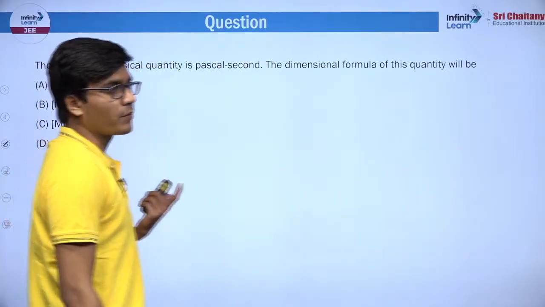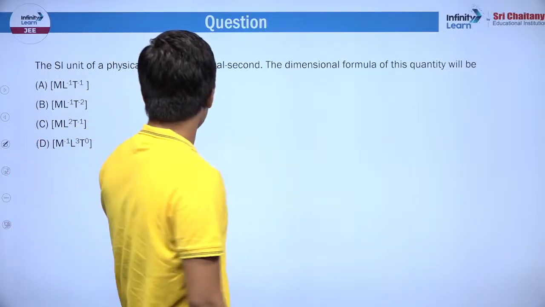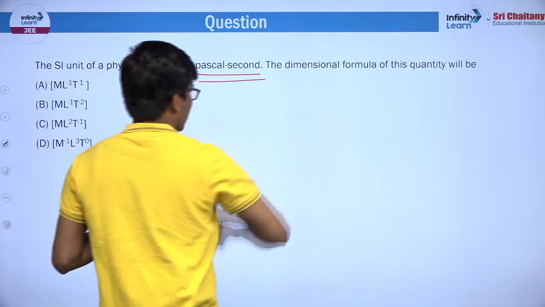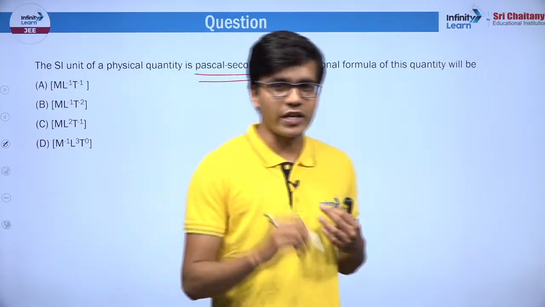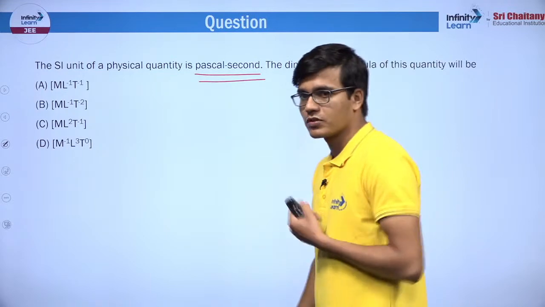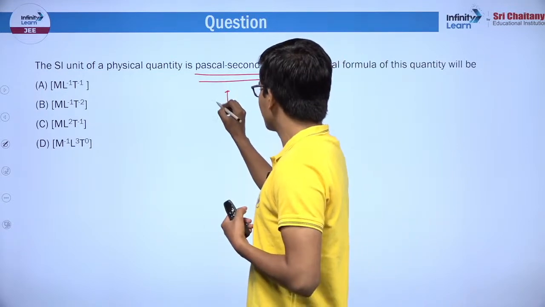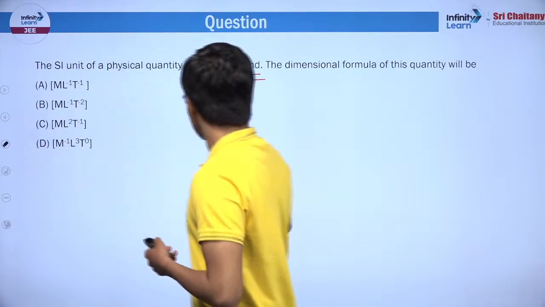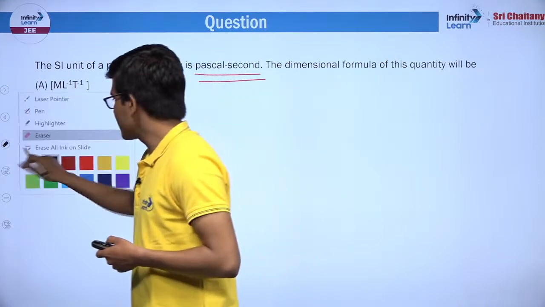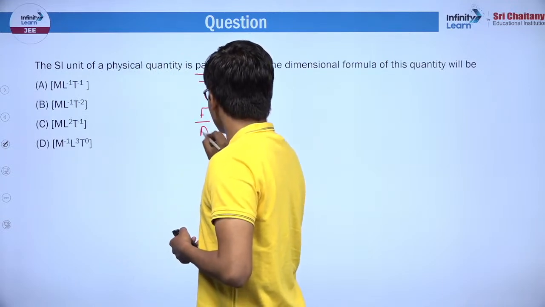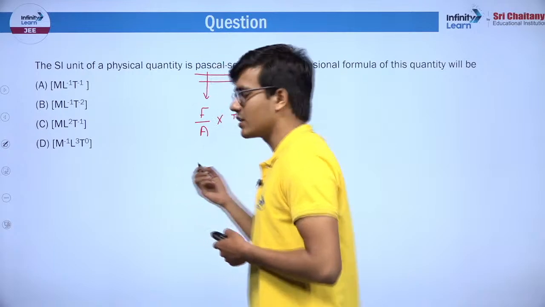The question is from unit and dimension: the SI unit of a physical quantity is Pascal second. You have a quantity with the unit Pascal second, and you need to find its dimension. Pascal is the unit of pressure, so you can write it as force upon area, and second is the time.